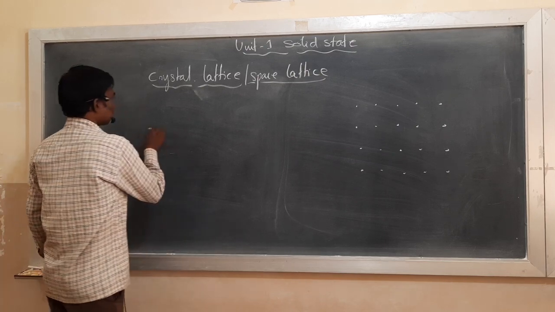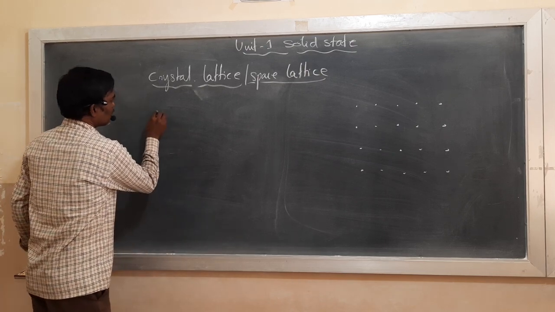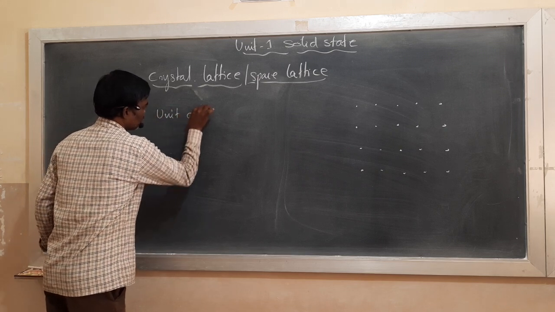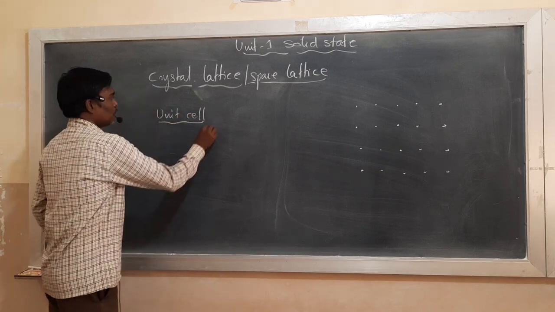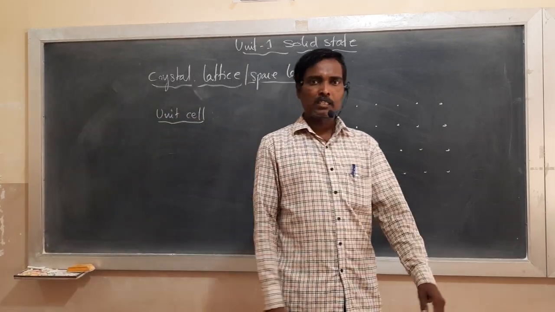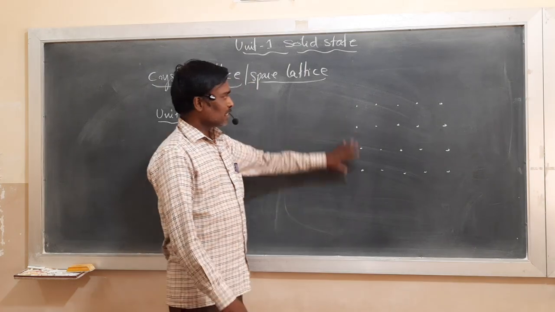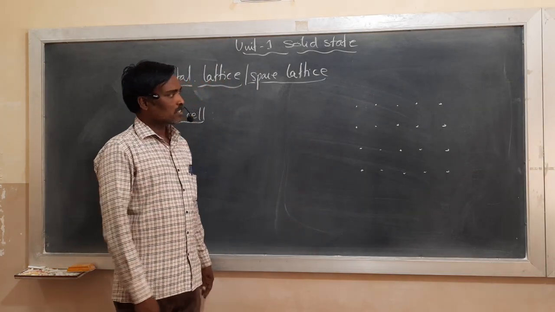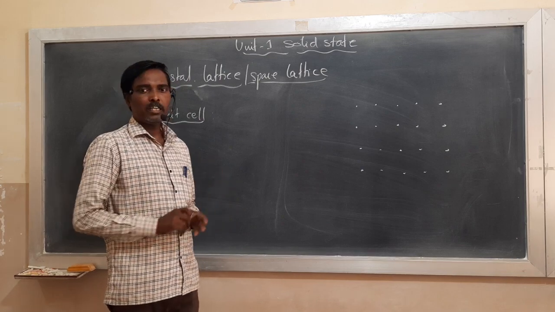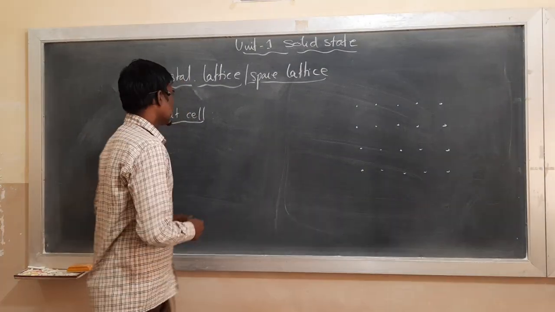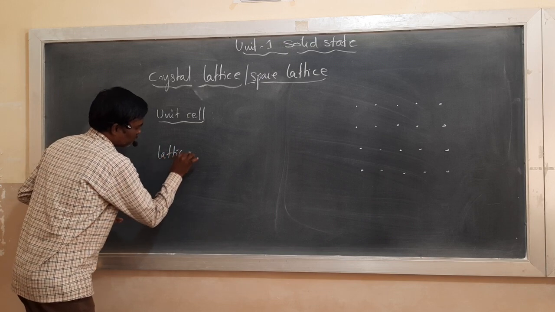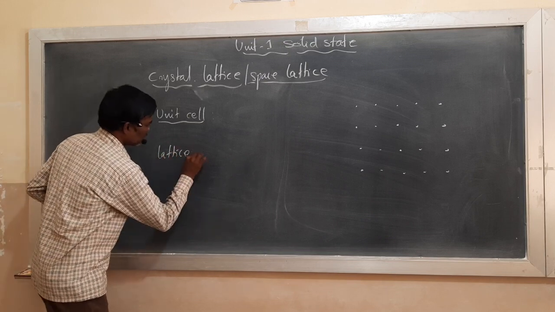And here, let me define another one, that is the unit cell. A unit cell is the smallest portion of that crystal lattice. It is selected in such a way that when it is placed side by side, above and below, it generates a complete crystal lattice. And another one is the lattice point. Let me define first these three basic terms.